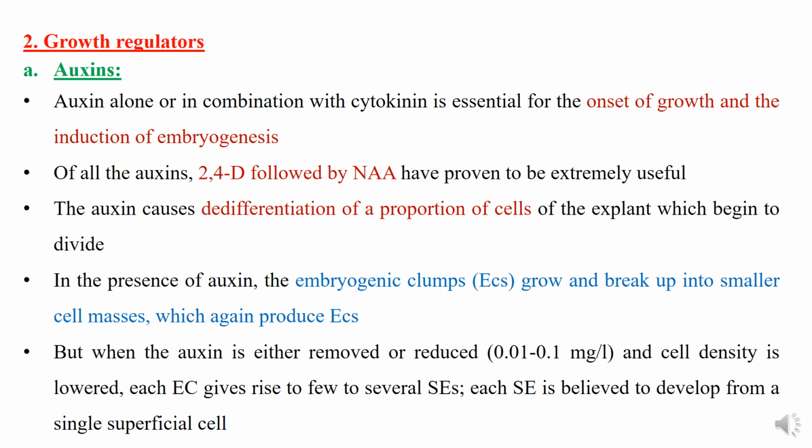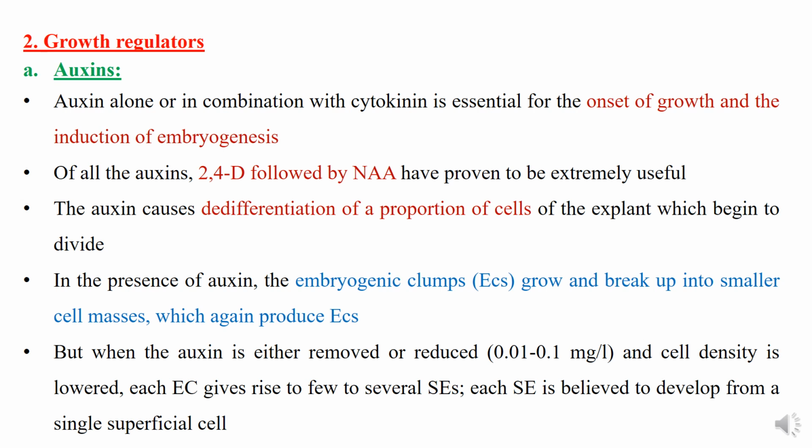And coming to the second one, growth regulators. First we saw the nature of the explant and how it influences somatic embryogenesis, and the second one is the growth regulators like auxins. Auxin alone we can use or in combination with cytokinin, because both are required for somatic embryos. These are essential for onset of growth and induction of embryogenesis, because cytokinin will promote the division of cells. Auxin will induce the formation of embryos. Of all the auxins, 2,4-D is the most prominently used one, followed by NAA.